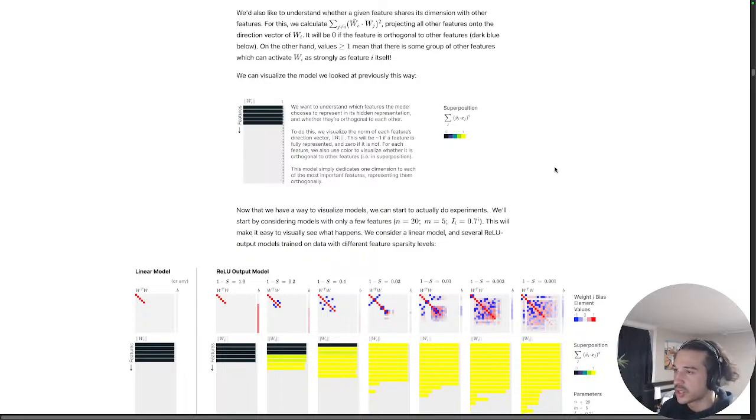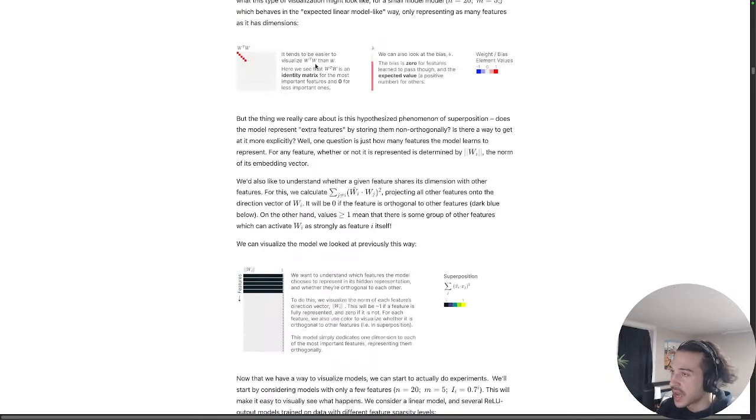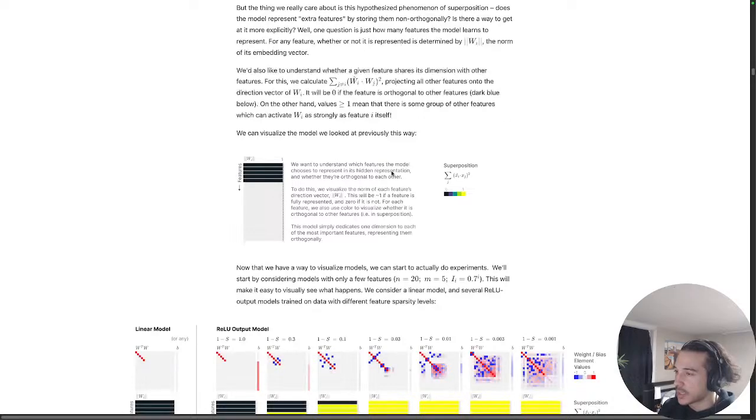And just to describe the image, you see the norm of Wi and a line with 5 black bars going down which represent features, in contrast to the above diagram with WᵀW and 5 red central squares on the diagonal, which all meant a bias of 1, or a weight of 1, my fault. And down below again, we want to understand which features the model chooses to represent in its hidden representation, and whether they're orthogonal to each other.